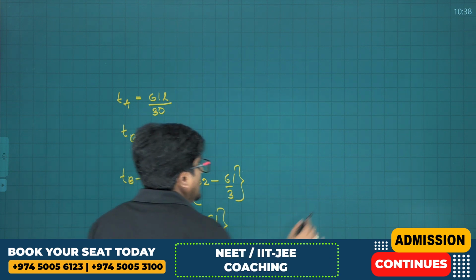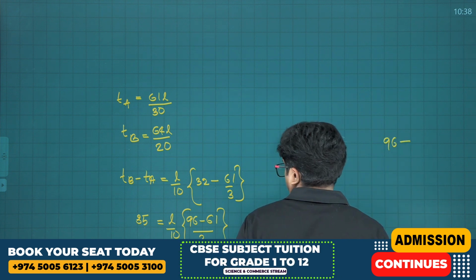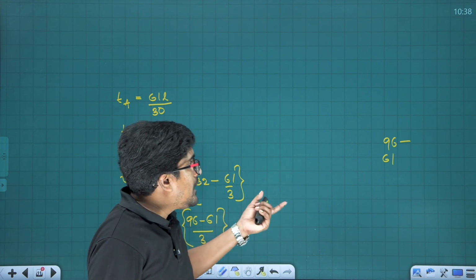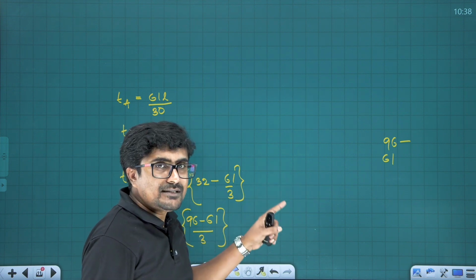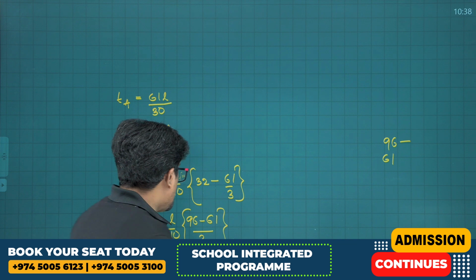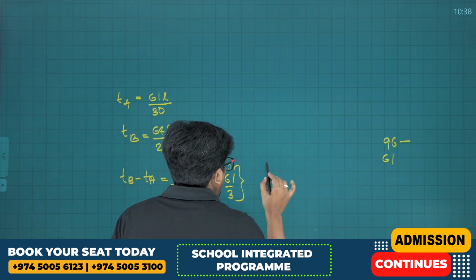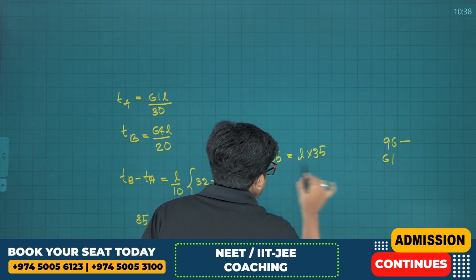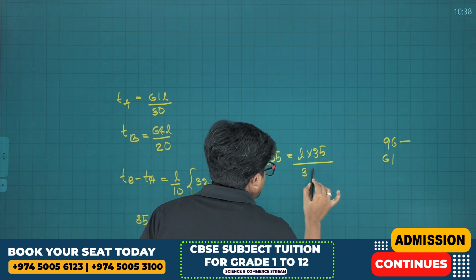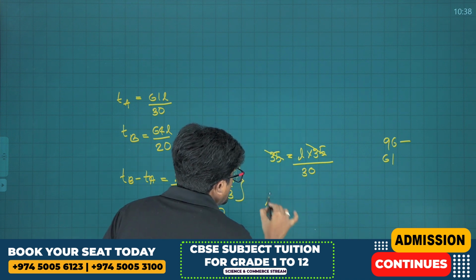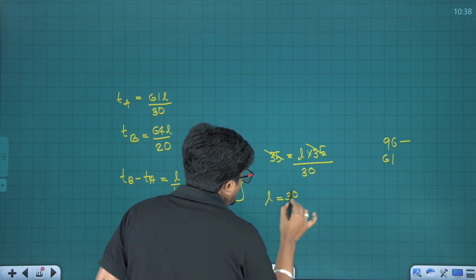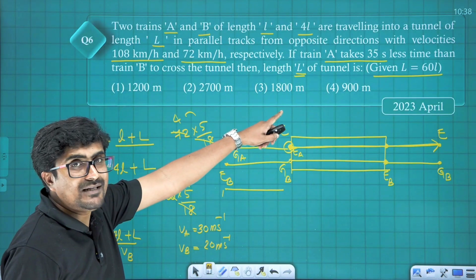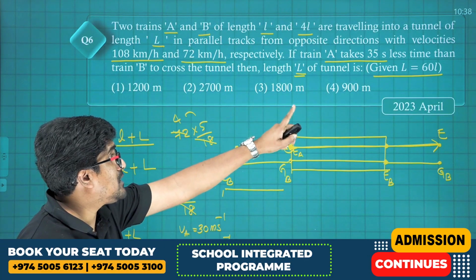Okay, so 96 minus of 61. 96 minus 60 is 36, 36 minus 1 is 35. So here this is 35. So 35 is equal to L into 35 all divided by 30. This one and this one will cancel each other. So L is going to be what? 30. And we have got the relation as capital L is equal to 6 times small letter L.